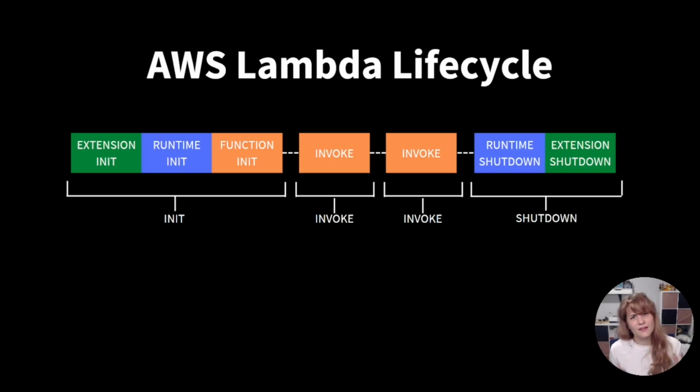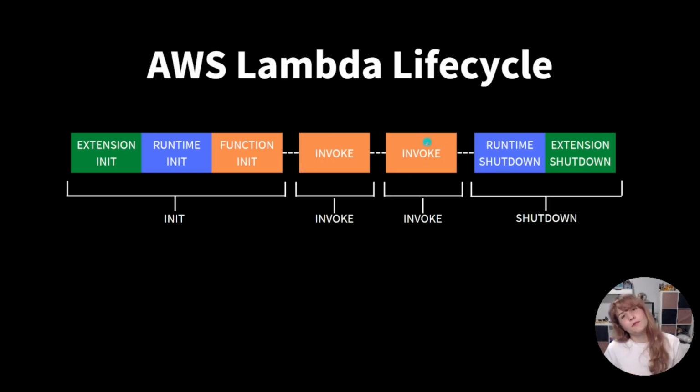Your shutdown phase is limited to about 2 seconds. If it doesn't shut down within that time, Lambda will just automatically kill it with a SIGKILL call. This is the Lambda lifecycle, and it's important to understand how Lambdas live.